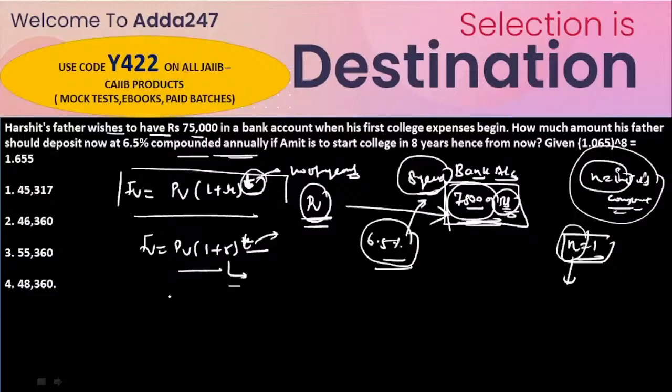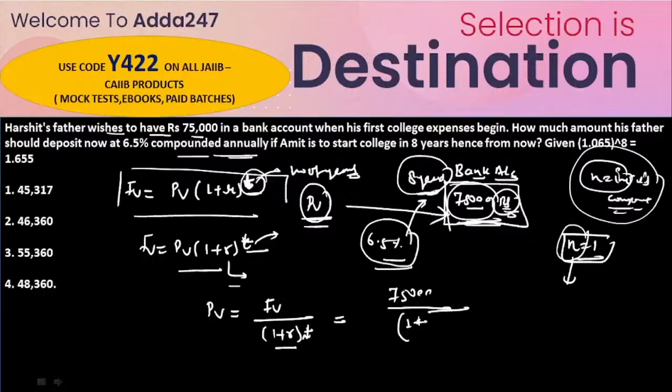Fine. Look here, now if I say present value is equal to future value divided by 1 plus r to the power t. So the future value that we want is 75,000 rupees, and 1 plus r. What do we understand by this r? This r represents the rate of interest, which is 6.5%. So that's why we write it like this. And the years, that is 8 years.